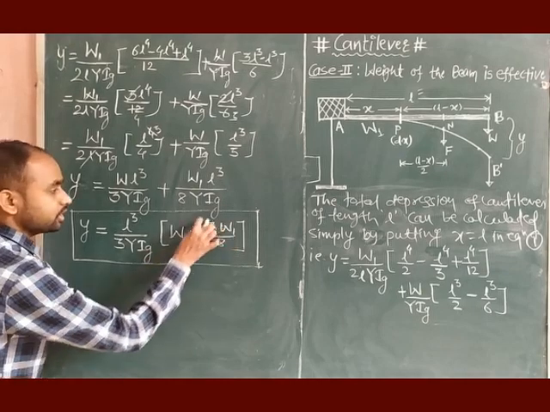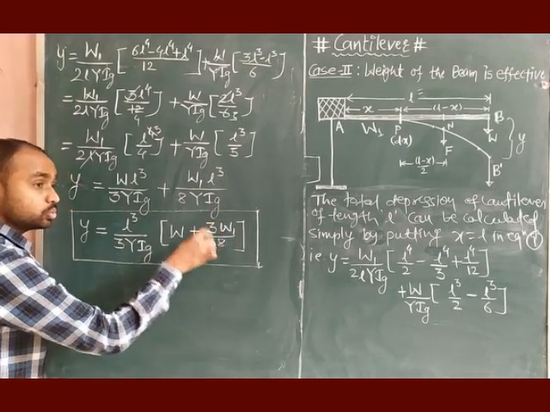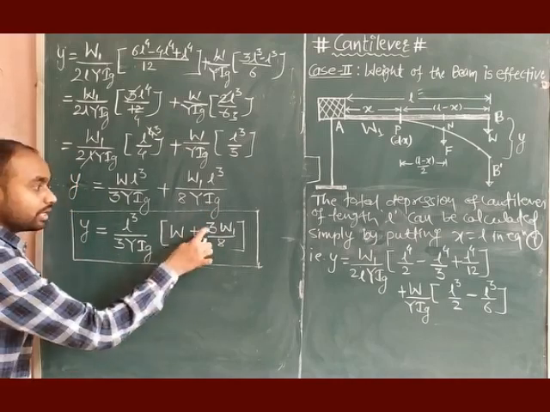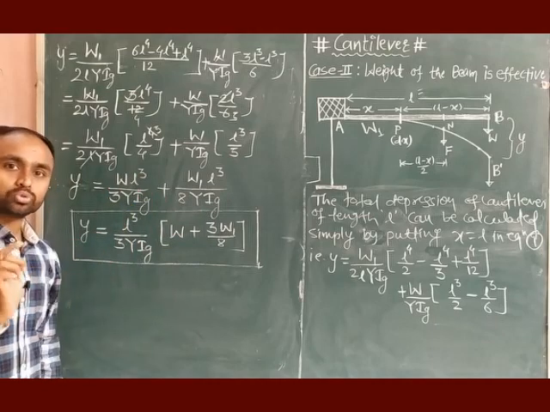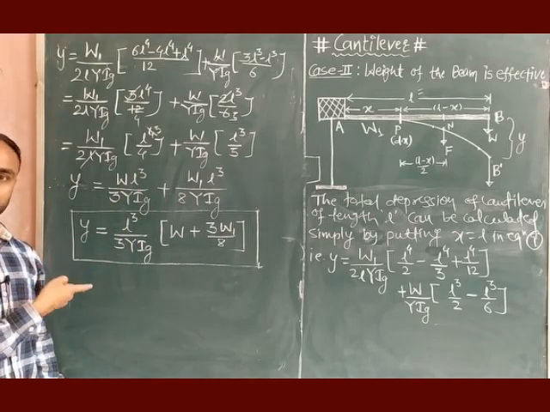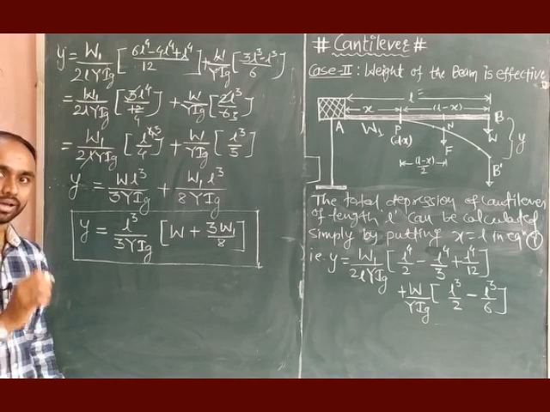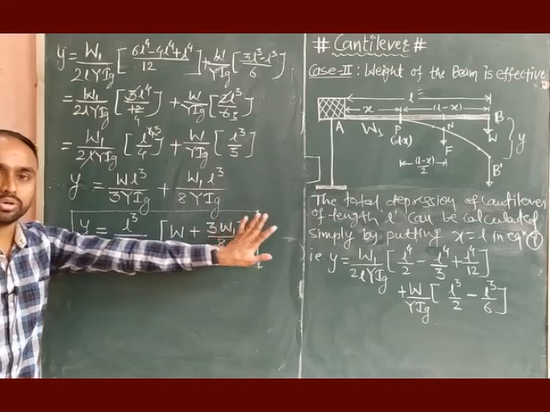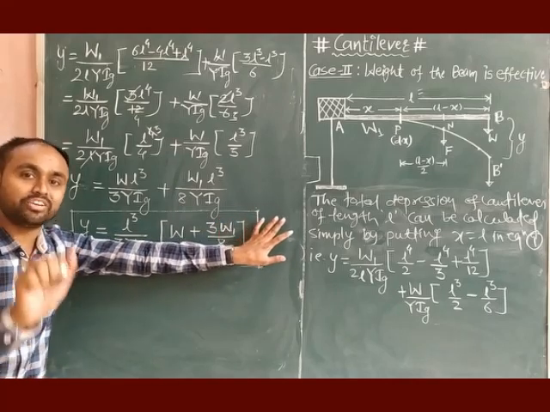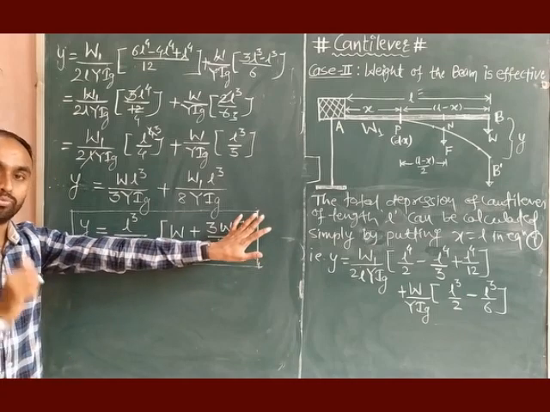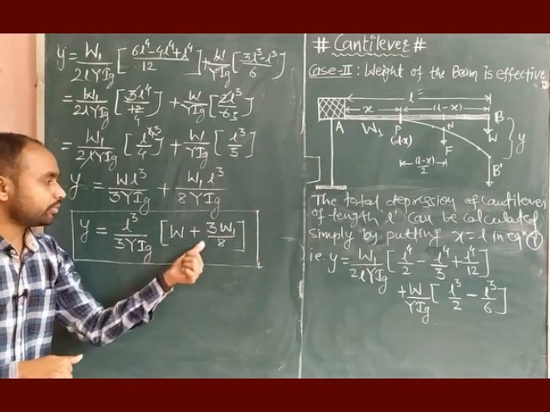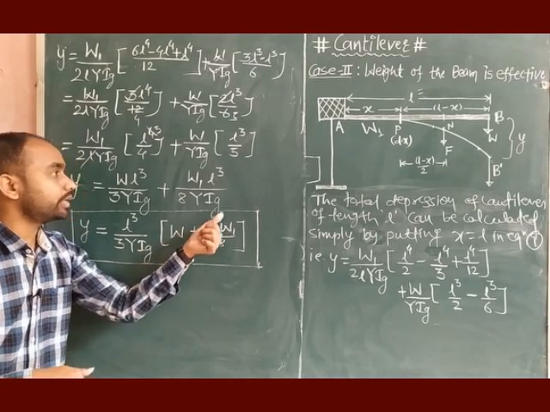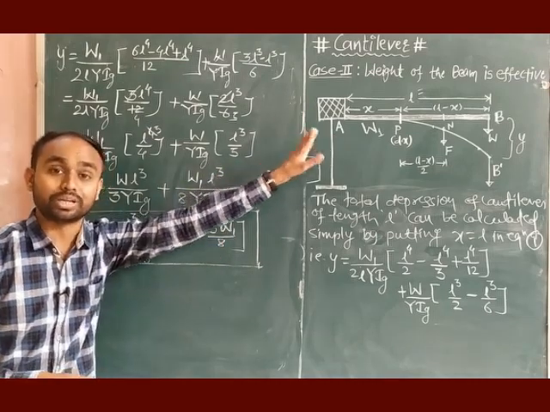Now whatever this 3W1 by 8 is, it is only due to the weight of the cantilever. Moreover, 3/8 part of the weight of the cantilever is only contributing to the depression. It is the meaning of this equation. Are you getting? That's why I have written it in a separate manner, right? If we substitute W1 equal to 0, no problem. That is, the weight of the beam is ineffective, or ignored. But once we consider the weight of the beam, then whatever we got is that 3W1 by 8. That means 3/8 part of the weight of the beam is only contributing to the depression. That is the conclusion.